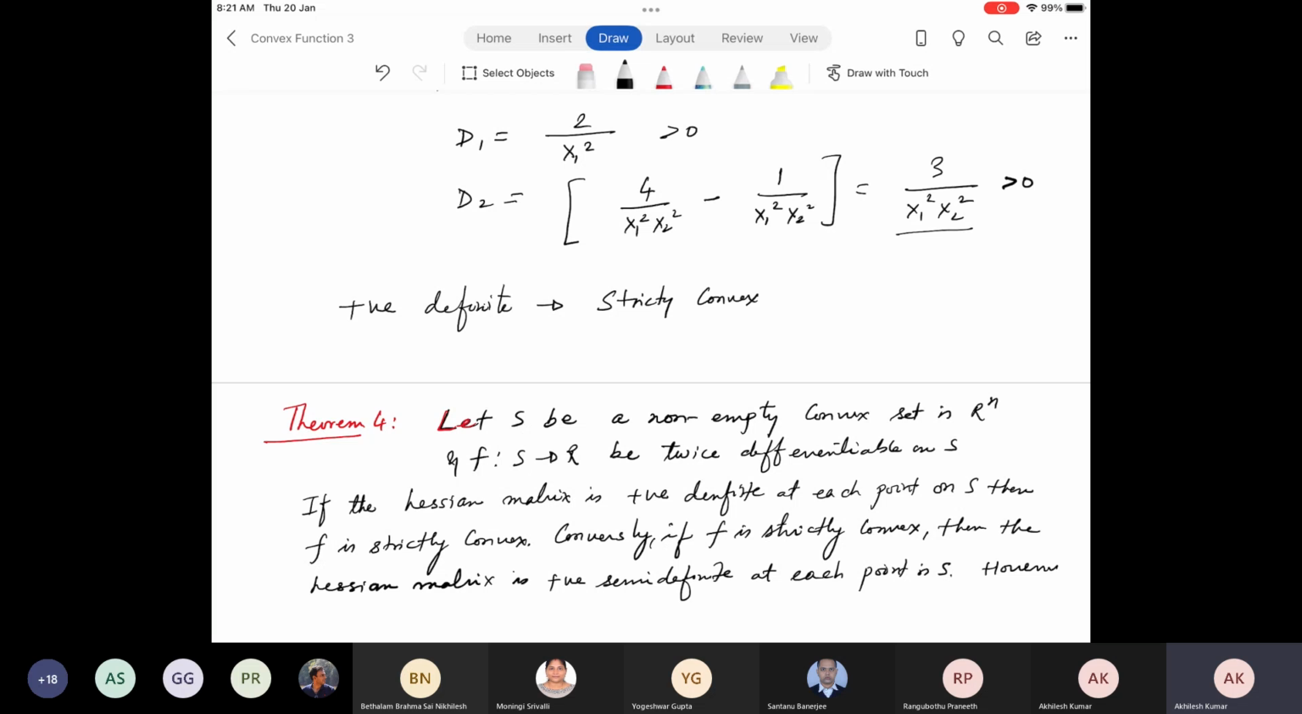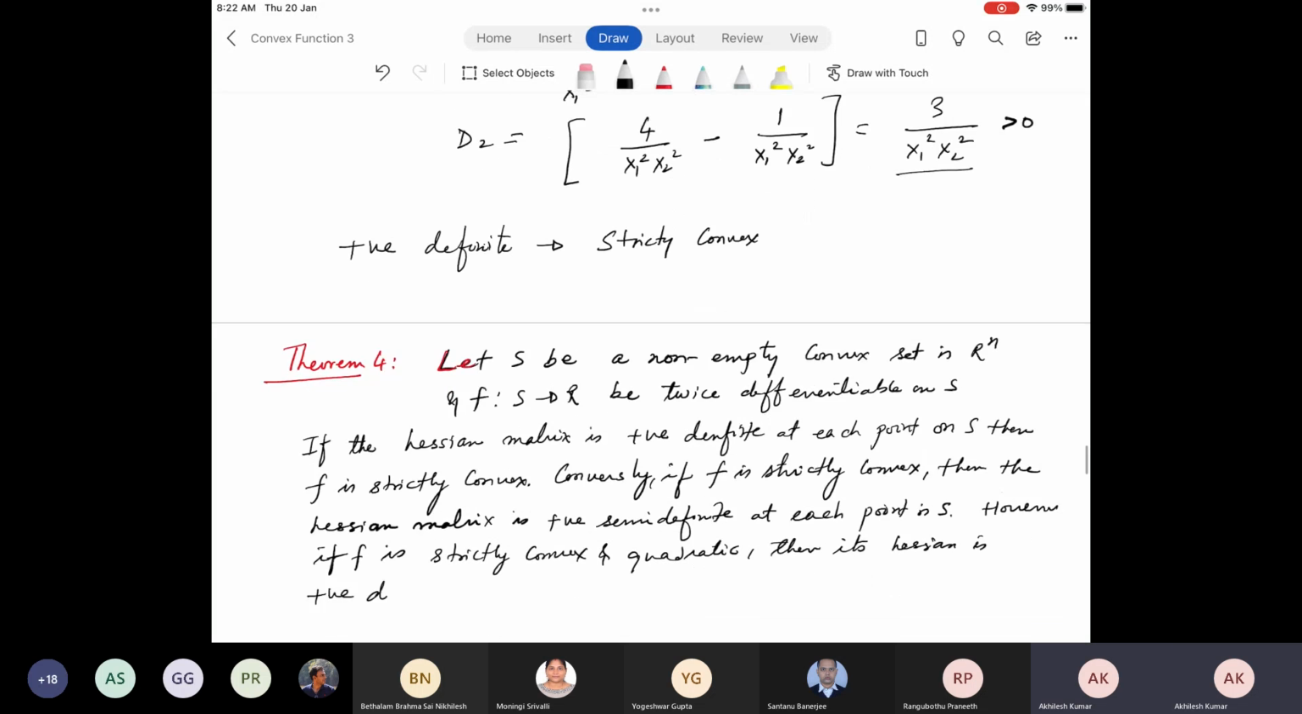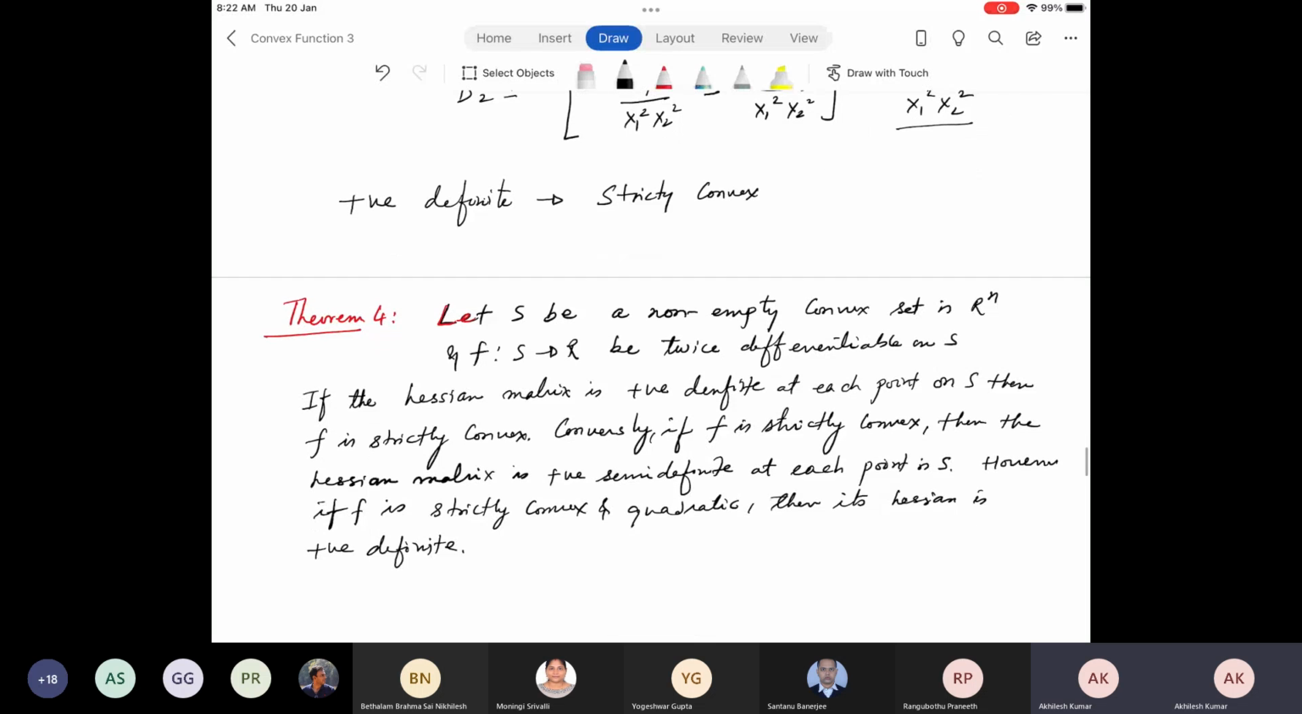However, if F is strictly convex and quadratic, then its Hessian is positive definite. Sorry, I missed that part. I thought I had covered it. So definitely yesterday we talked about the convex function. This theorem tells you about the strictly convex function. Just read it. There are some interesting points. I will try to explain it with one of the examples.